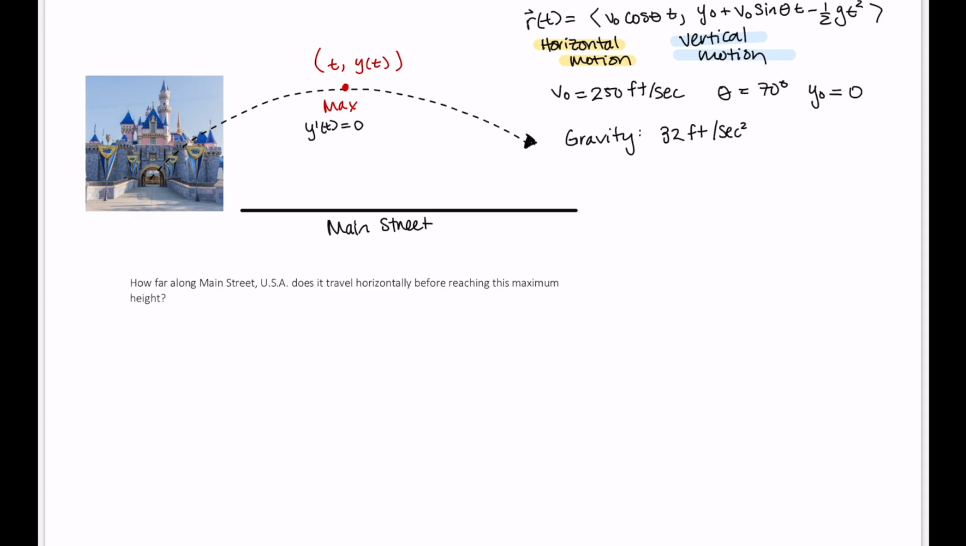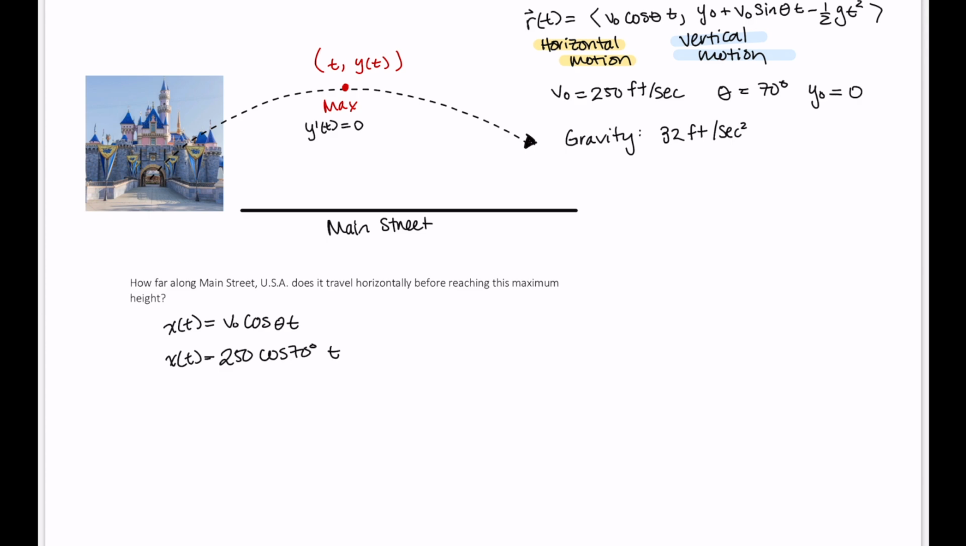All right, we're on to the last question. How far along Main Street, USA, does it travel horizontally before reaching its maximum height? So remember, our horizontal motion, that is the left and right motion, is given by the x component. So we're going to use the fact that x of t is equal to v naught cosine theta t. So x of t is equal to 250 cosine 70 degrees times t.